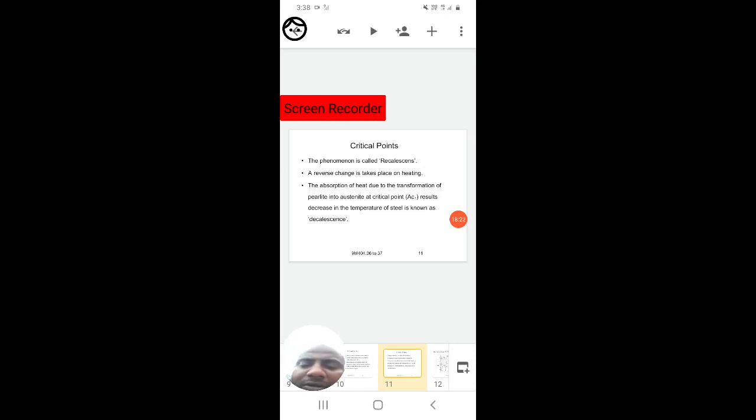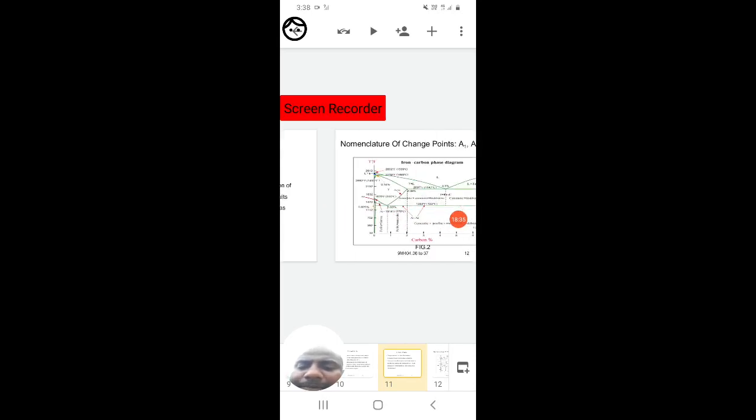The reverse change takes place on heating. The absorption of heat due to transformation of pearlite into austenite at the critical temperature AC1 results in a decrease in the temperature of steel, which is known as decalescence.